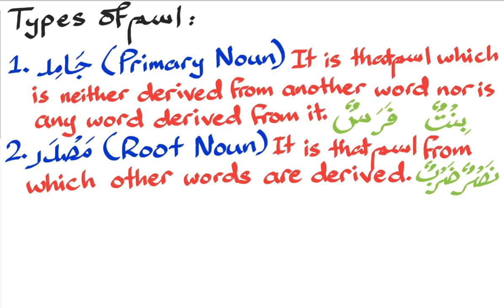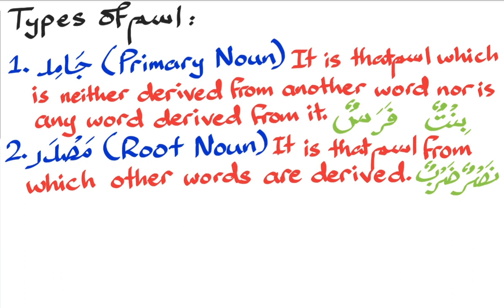For example, nasr has the derivative nasara, he helped. Yansuru, he is helping. Nasirun, helper. And darbun as well also has other derivatives. For example, daraba, he hit. Yadribu, he is hitting or will hit. Daribun, hitter. So these are different derivatives. They're all derived from these two root words, nasrun and darbun. That's why they're known as root nouns, masdars.